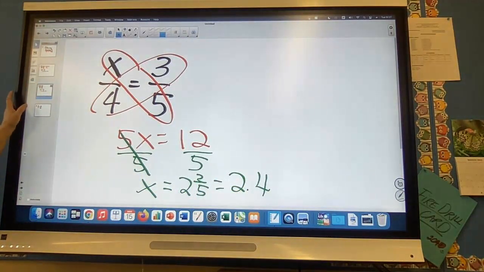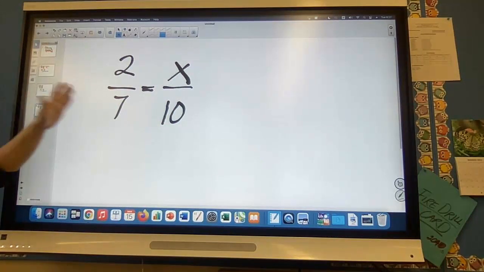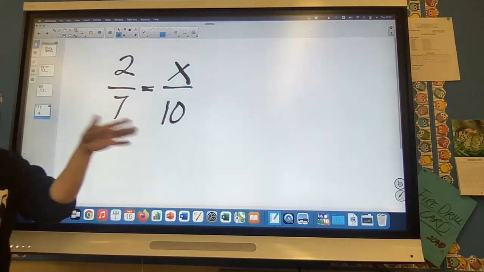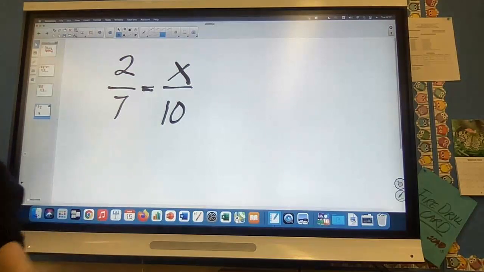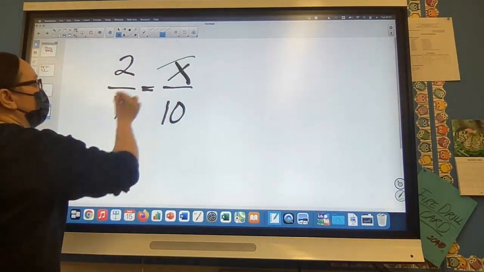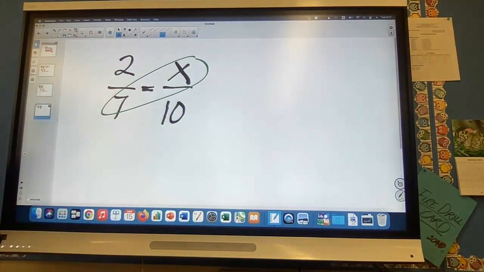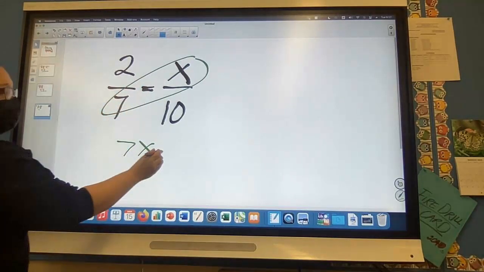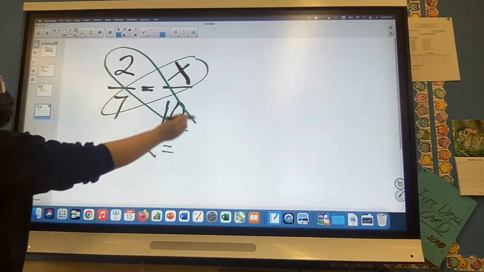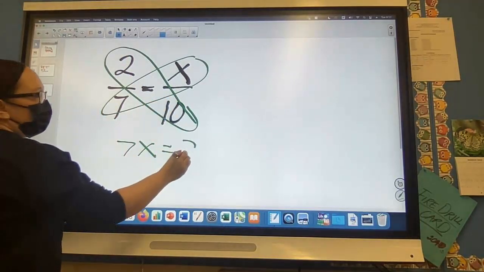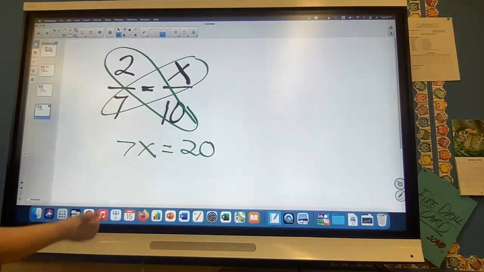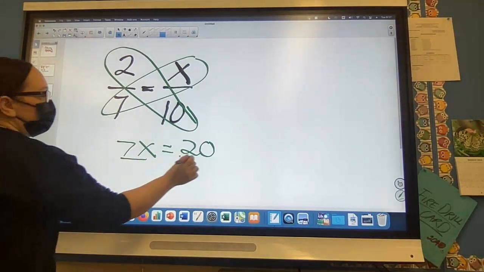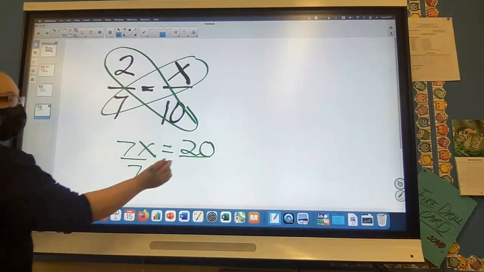Last example. We're gonna copy later. Again, 7 is not a direct factor. It doesn't have a factor for 10. So we cross multiply. We start usually with the x. So 7 times x gives you 7x. And then 2 times 10 gives you 20. And then we divide both sides by 7 to isolate the x.